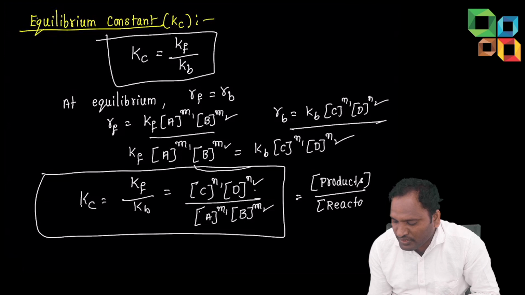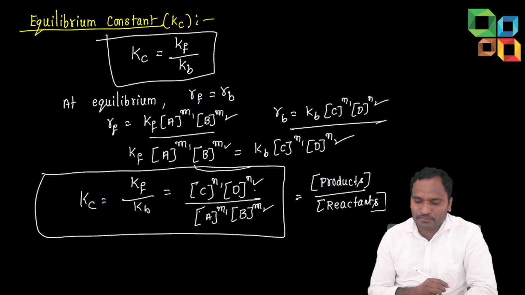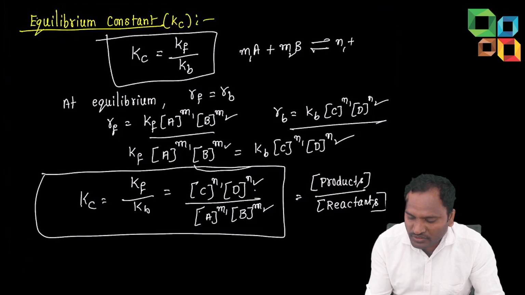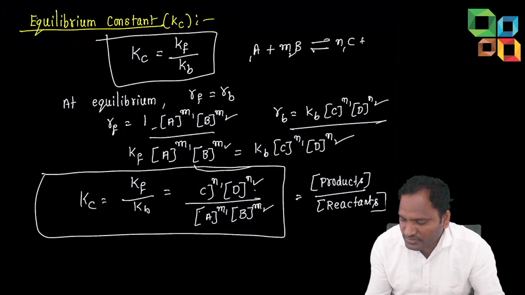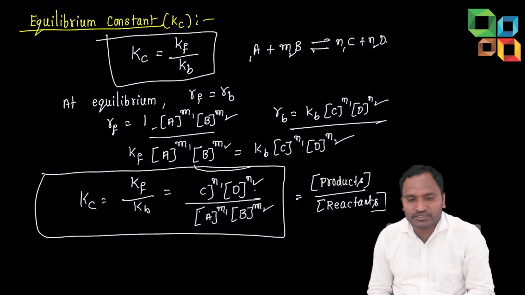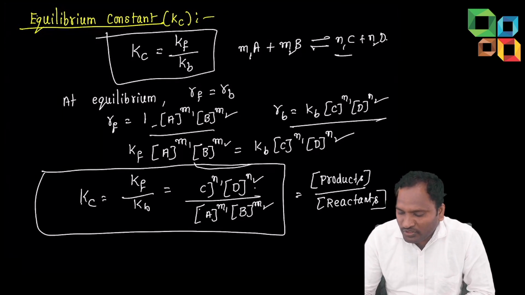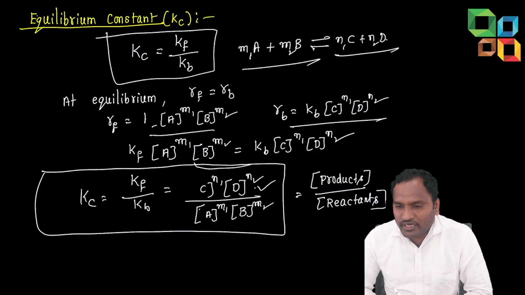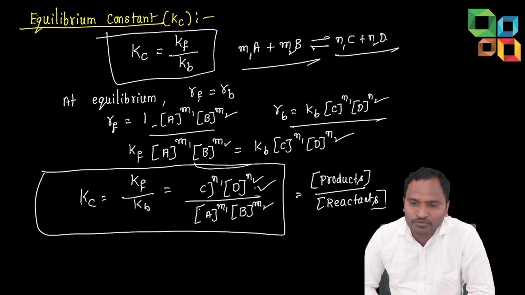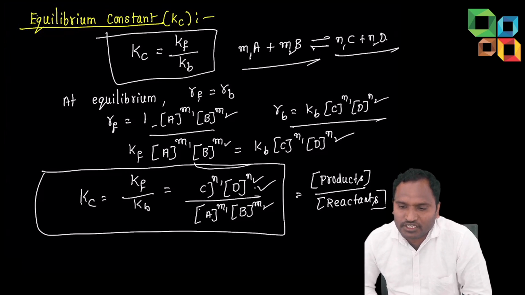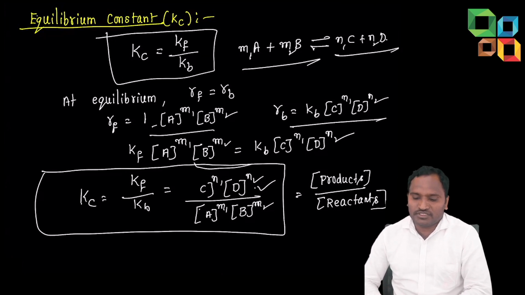Is it clear, students? If you take one particular reaction, m1A plus m2B giving n1C plus n2D, for this only we tried now. See here, product concentration is in the numerator, reactant concentration is in the denominator. Whatever the coefficients are, they are raised as powers of the concentration terms. Got it, students? That is how to write the equilibrium constant for a given reaction. Copy it. Just observe. If you have any doubt, please let me know.